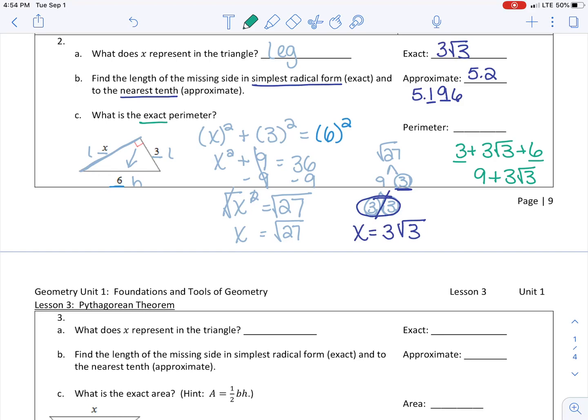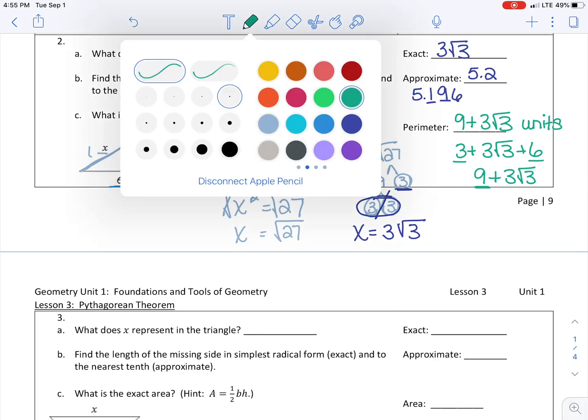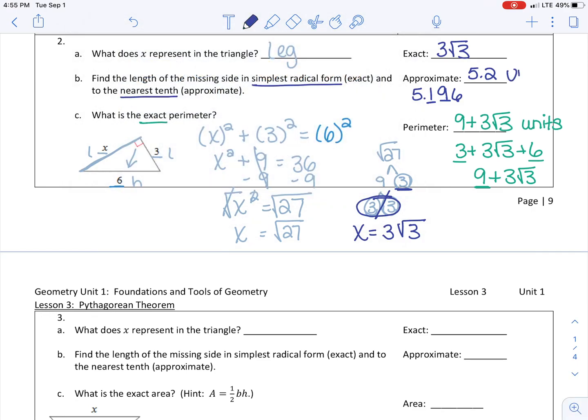I cannot add the 9 and the 3 together to get 12 root 3. This 9 does not have a radical on it, so I can't combine them. They are not like terms. So all I have for my perimeter is 9 plus 3 root 3. And honestly, we can label all of these just units. It doesn't tell us whether it's inches or centimeters or anything like that. So we can just say that all of these are units.